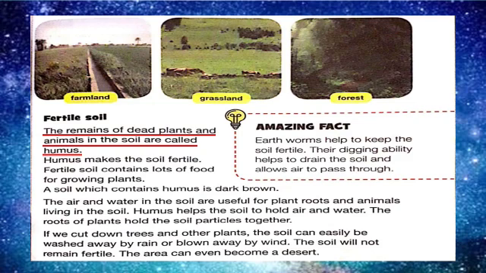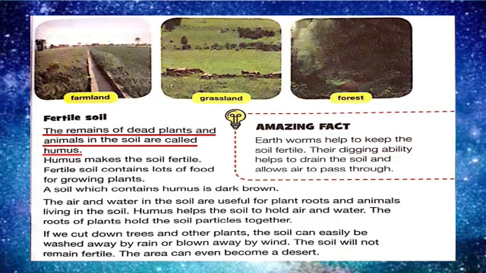Underline this line. Humus makes the soil fertile. Fertile soil contains lots of food for growing plants. A soil which contains humus is dark brown. Students, humus is dark organic material that forms in soil when plant and animal matter decays. Humus gives the soil the ability to absorb and retain moisture. Such soils do not dry out and require significantly less irrigation.